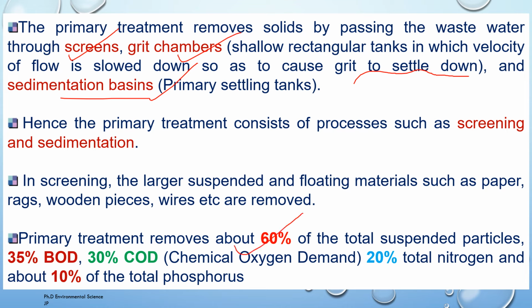About 35% of the BOD, which measures the amount of oxygen required by microorganisms to decompose organic matter in the water, is reduced. About 30% of the COD is reduced, which indicates the total quantity of oxygen required to chemically oxidize organic and inorganic matter. Then roughly 20% of the total nitrogen, including ammonia, nitrates, and organic nitrogen, is eliminated. About 10% of the total phosphorus, a key nutrient that can contribute to eutrophication in water bodies, is reduced.